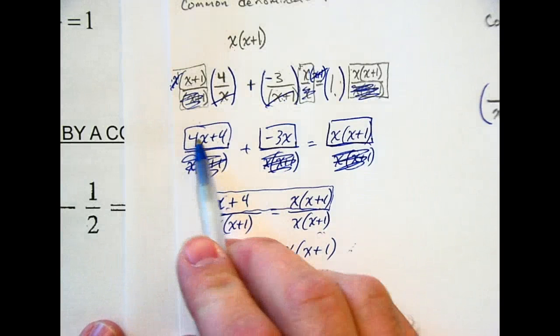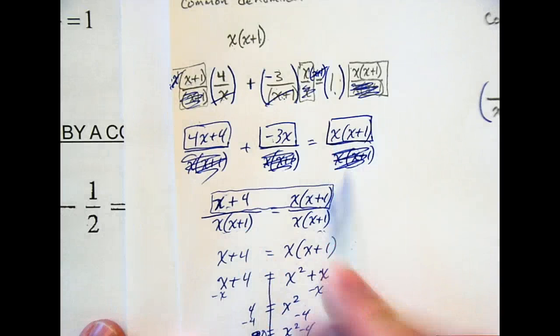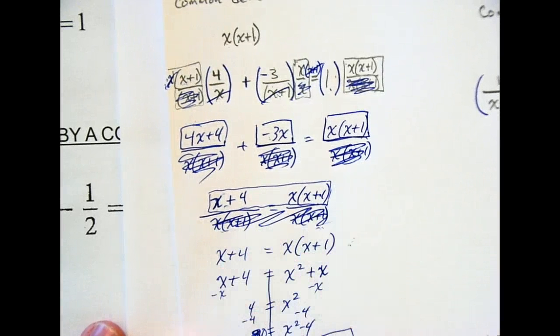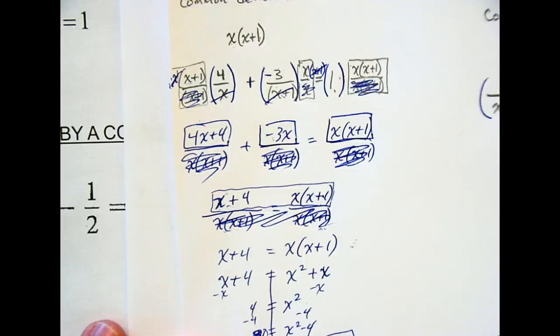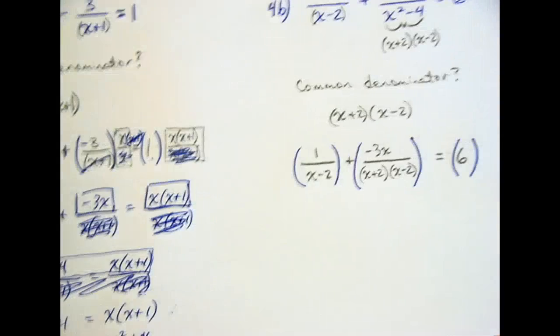But we get 4x minus 3x is x plus 4 equals that. We didn't even pay attention to this, right? How many are with me on that? Okay, so rather than multiplying by the special number 1, let's multiply by the common denominator.